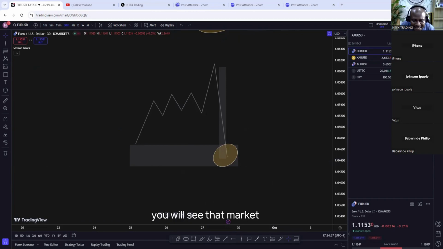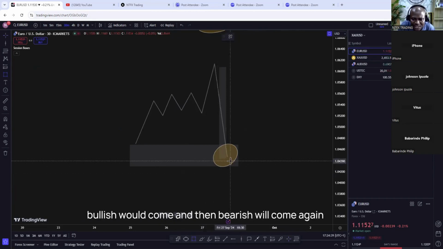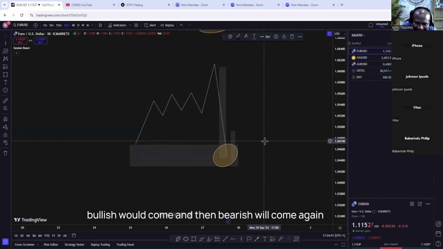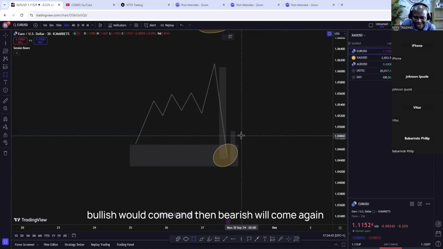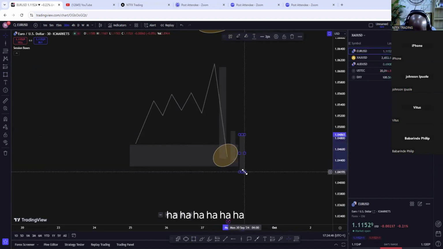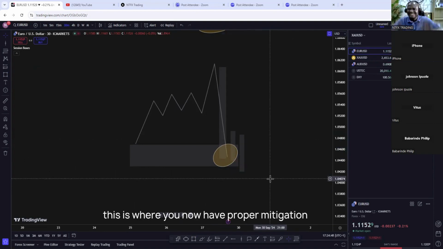You will see that bullish will come and then bearish will come again. This is where you now have proper mitigation. You have something like that. Sorry, bullish will first come, but that bullish candle will be weak. It will not be the main injection. You have to be careful.